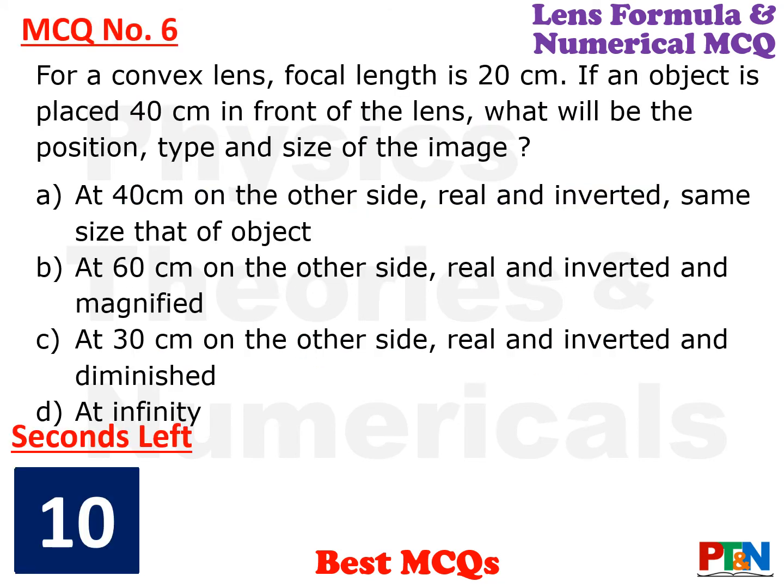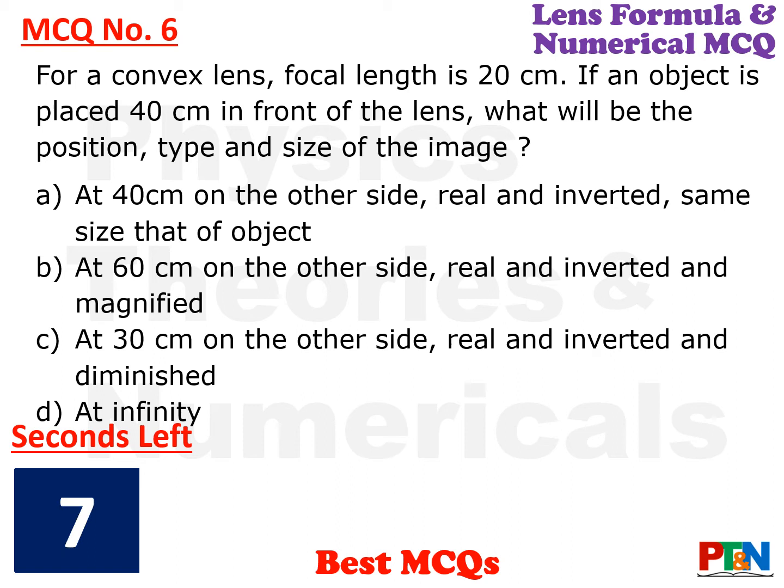Next MCQ. For a convex lens, the focal length is 20 centimeter. If an object is placed 40 centimeter in front of the lens, what will be the position, type and size of the image? 4 options. On the distance of the object and type of the image. Distance of the image and type of the image. 10 seconds time for you. Your time starts now.